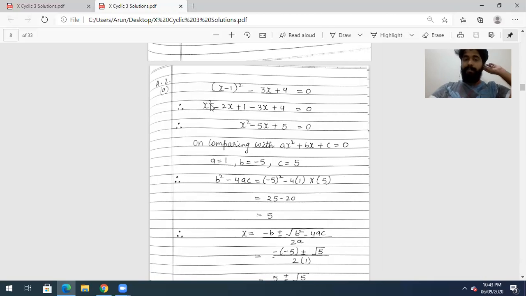So you will first expand. So we have x square minus 2x plus 1 minus 3x plus 4 is equal to 0. Use a minus b the whole square here.